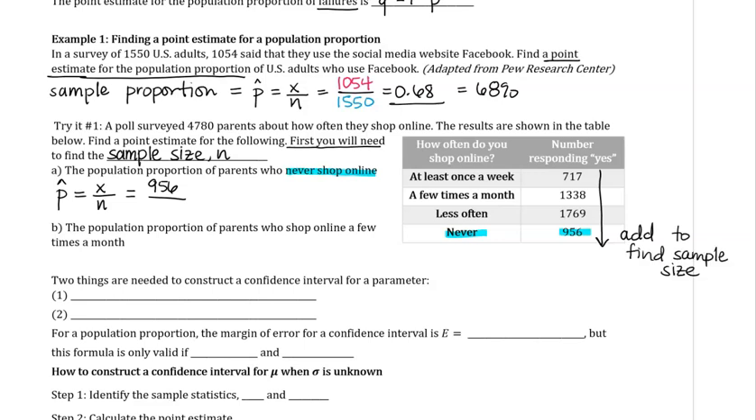So sometimes, like in this first example up here, everything you need in the problem is given to you explicitly. You're given the value of x and you're given the value of n. Other times, like in this first try it, you're not given the value of n explicitly, but you are given information in the problem that you can use to find the sample size n. So go ahead and try those next two examples.